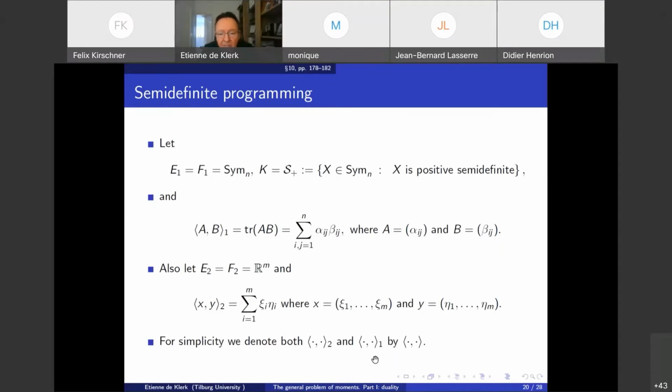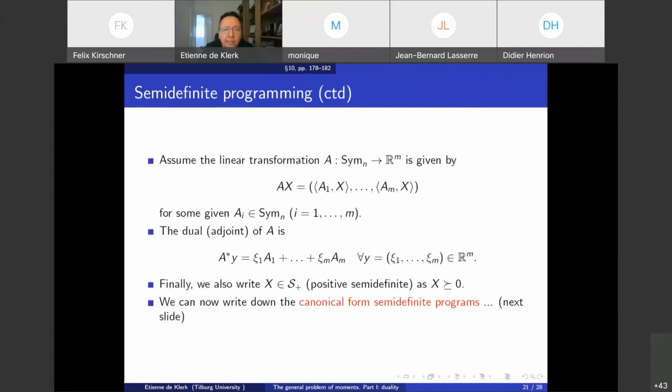And so because there's really no risk of confusing these two dualities, or more precisely these two inner products, I will just drop the 1 and the 2, because it will be clear when we are talking about matrices, or when we are talking about vectors in Rm.